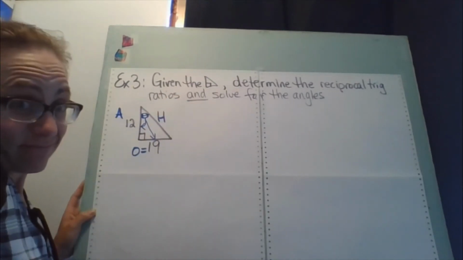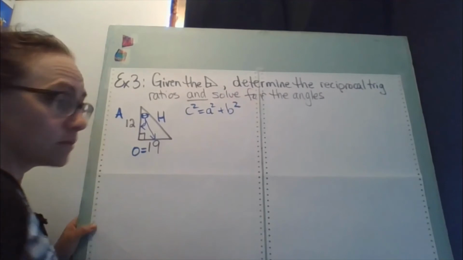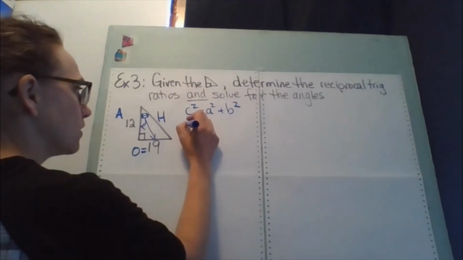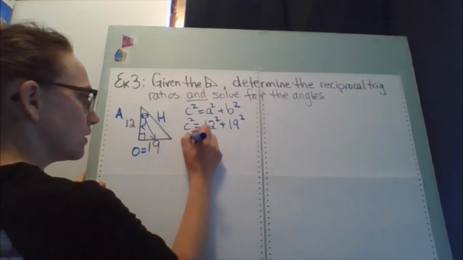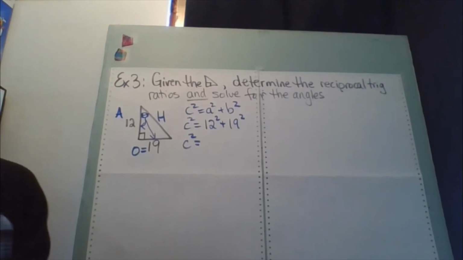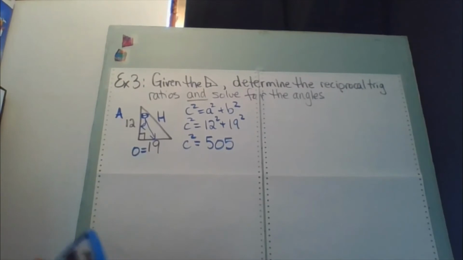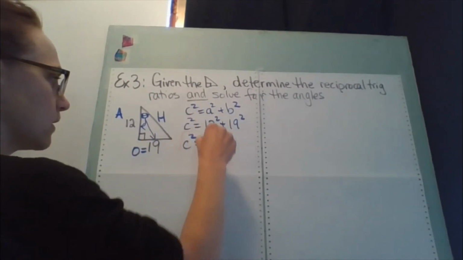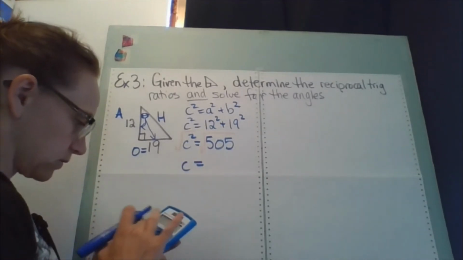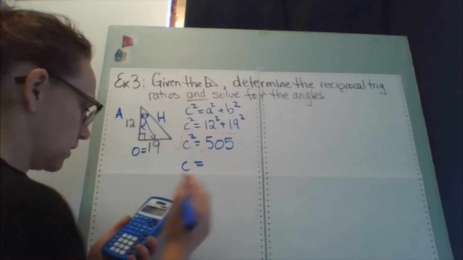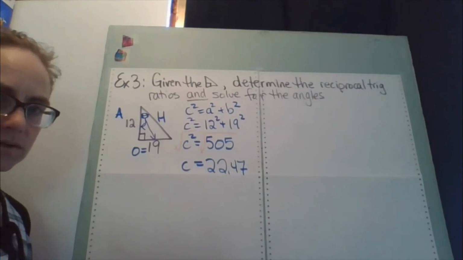find that first, right? So Pythagoras is going to help me out here. I know 2 side lengths, so I can solve for the third. So c squared equals 12 squared plus 19 squared. So c squared equals 505. Get the square root of both sides, because that's how we get rid of it. And we only care about the positive one because these are lengths. So c is the square root of 505, which is 22.47. So there's my hypotenuse.